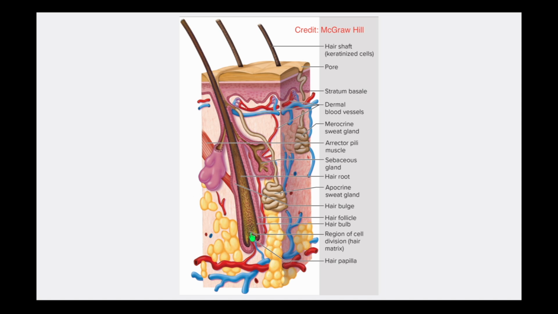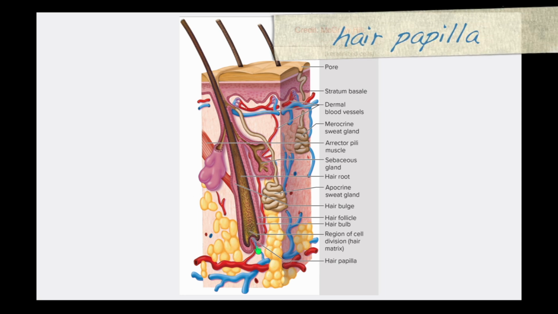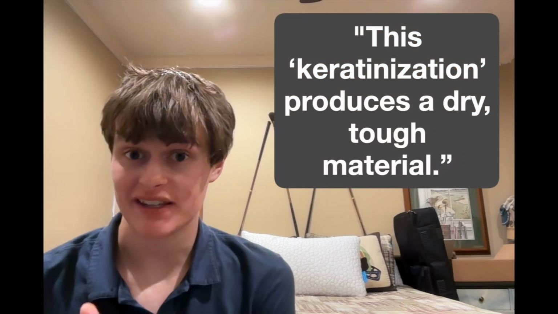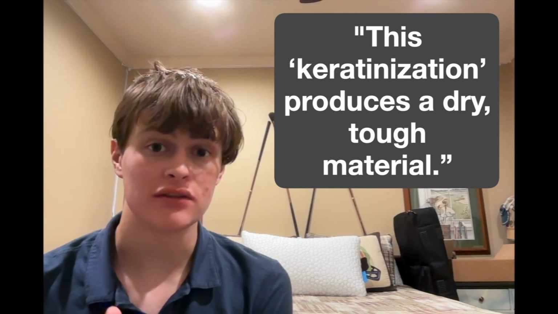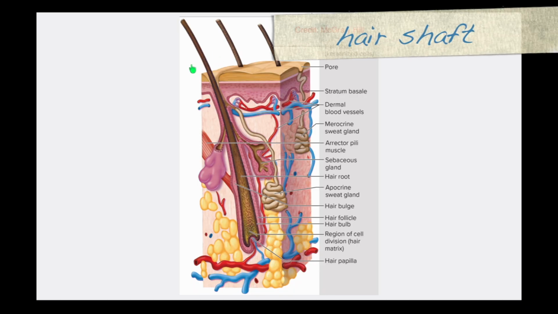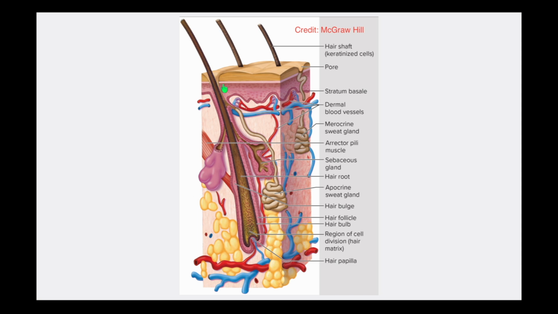As the older cells move away from the root, they then harden and die because they have moved too far away from the hair papilla, which supplies nutrients to the dividing cells. Before death, the cells acquire proteins called keratins. According to Hull's Human Anatomy and Physiology, this keratinization produces a dry, tough material. And this material is our hair. The hair shaft sticking out of our skin is the hair that we see, dead skin cells that help us to better sense the world all around us.